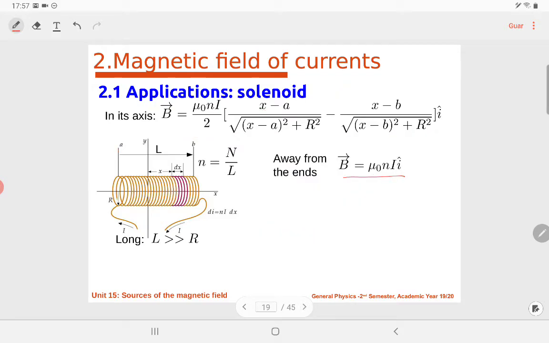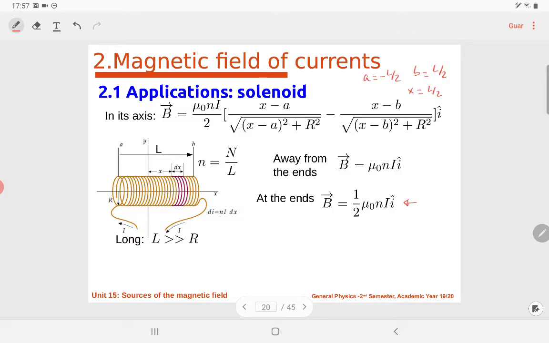So away from the ends, it is like this. At one of the ends you can derive it on your own, just saying that A is minus L over 2, B is equal to L over 2, and that x is equal to L over 2. And then you will come up with this expression here.